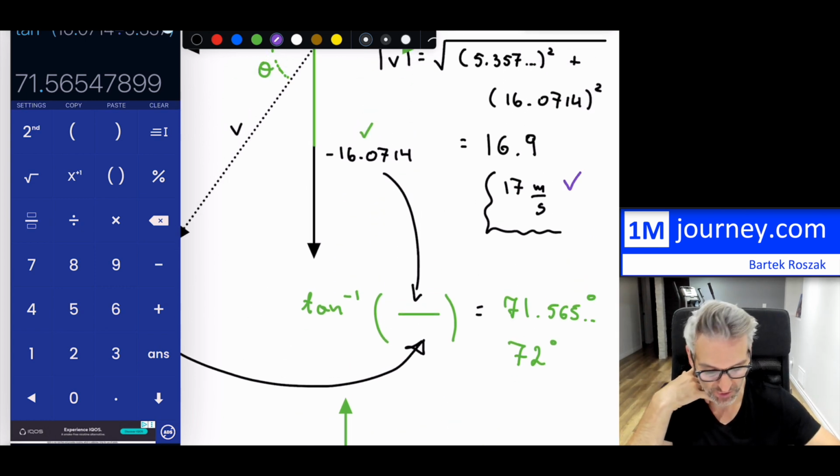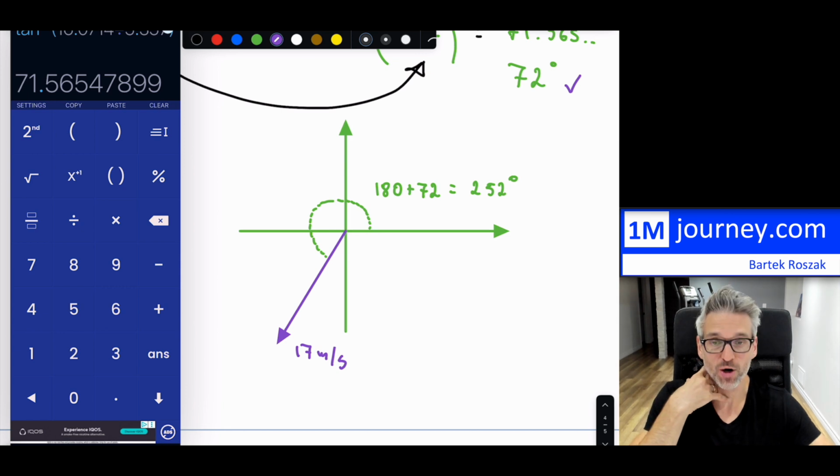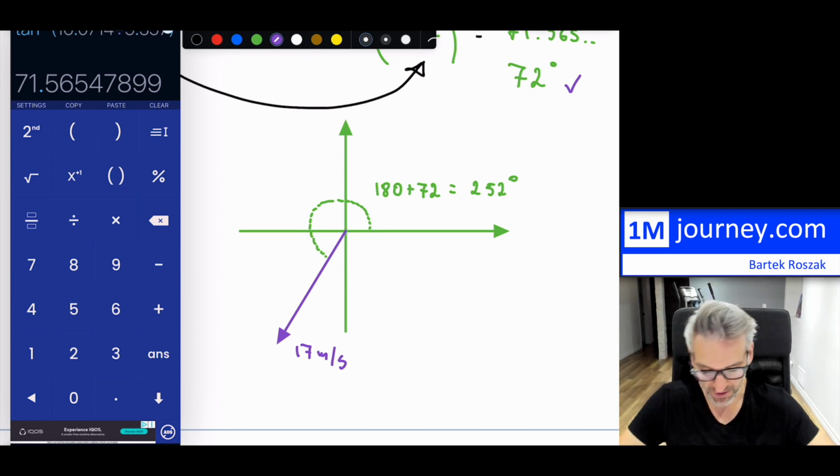So here's our magnitude. I just rounded to two significant figures. And then here's our angle. And again, I just rounded it off. And so here it is in terms of the overall. So this is what would have happened when the two objects would have gotten stuck together.